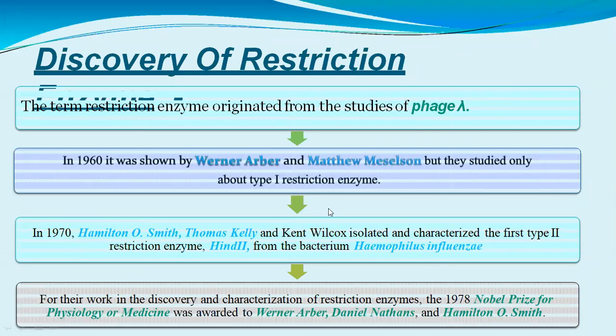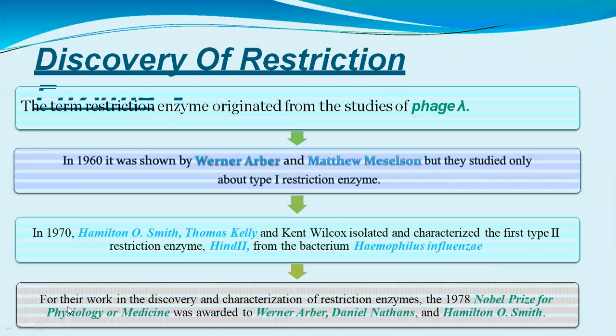So there are various types of restriction enzyme, type 1 to type 4, I guess. We'll look into that as we proceed further. In 1970, Hamilton O. Smith, Thomas Kelly, and Kent Wilcox isolated and characterized the first type 2 restriction enzyme, which is known as HindII, from the bacteria Haemophilus influenzae.